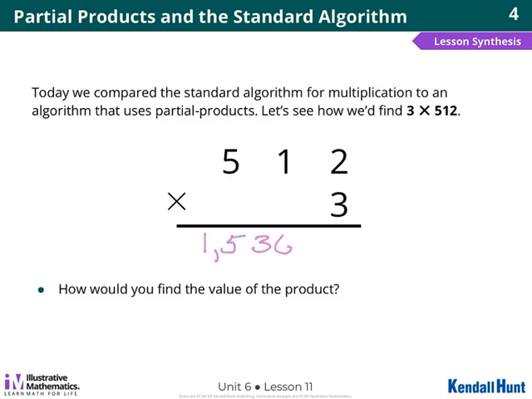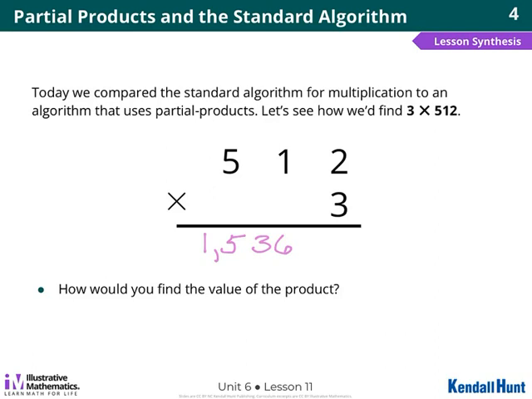And how did you get it? I did 3 times 2 equals 6, 3 times 1 equals 3, 3 times 5 equals 15. Was there any tens to carry in this case? No, there wasn't. So the standard algorithm, pretty quick and easy. But let's hear some other ways. How did you do it, Coral? I did the block method.